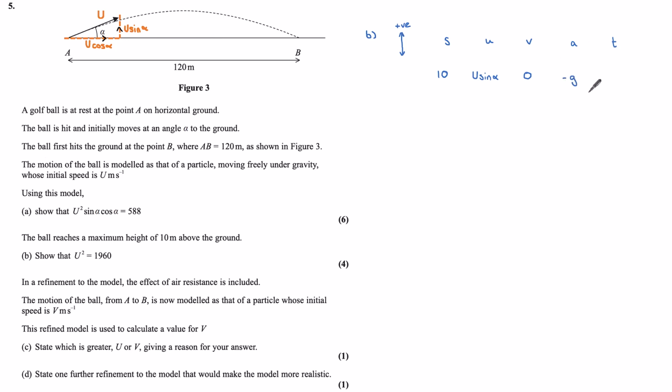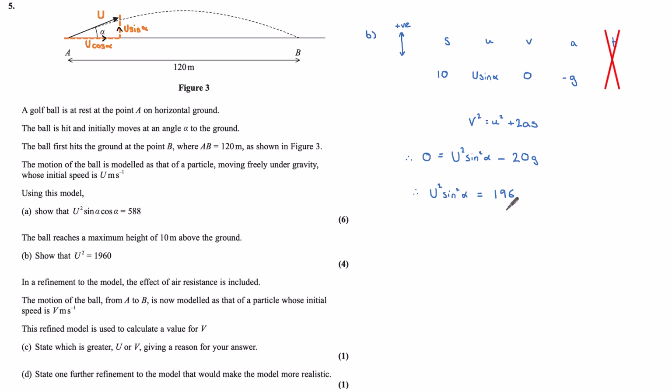My acceleration, still due to gravity, is going to be negative g, and I don't need the time in this case, because I have v squared is equal to u squared plus 2as as my SUVAT equation. I can substitute in the values I've got, so my v is 0, and that's equal to u squared sine squared alpha, 2as, so minus 20g. And just to make this look a little bit neater, I'm going to write it as u squared sine squared alpha is equal to 20 times 9.8, which is 196.